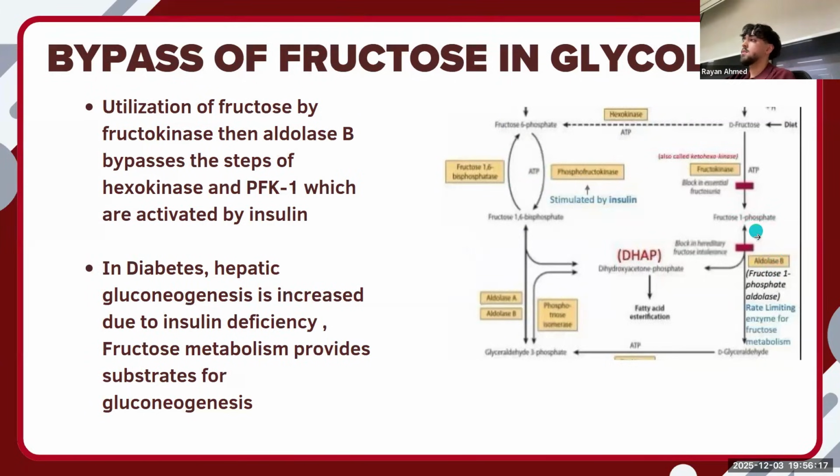Please remember that. Okay, fructose metabolism can bypass glycolysis. That's all I need you guys to remember. What enzyme again? Aldolase B, and in diabetes, it also helps fructose metabolism provide substrates right here. These are the substrates: fructose 1,6-bisphosphate and glyceraldehyde 3-phosphate into the glycolytic pathway. Okay, any questions, guys? Please feel free to ask me.